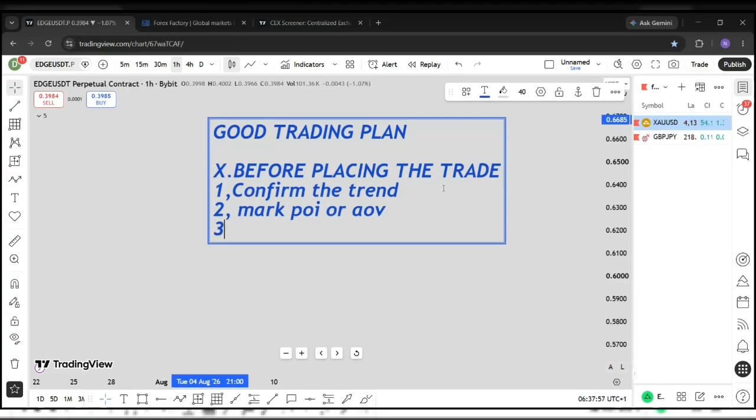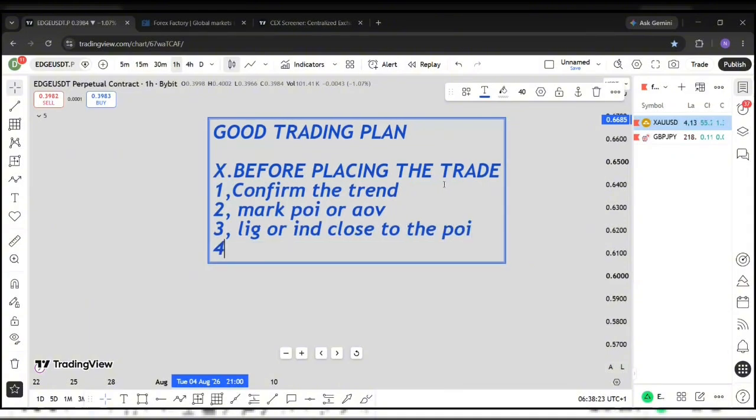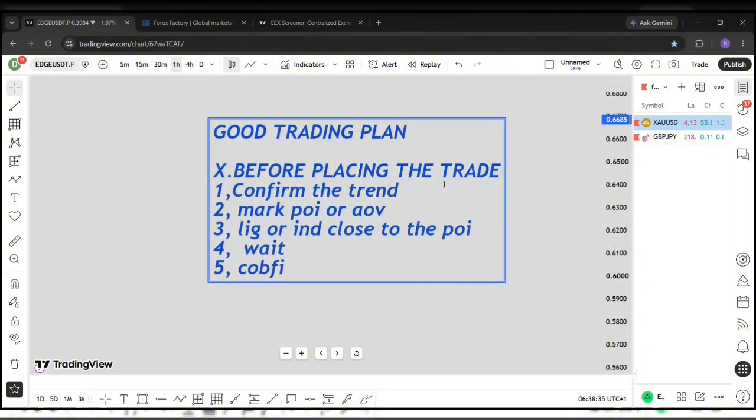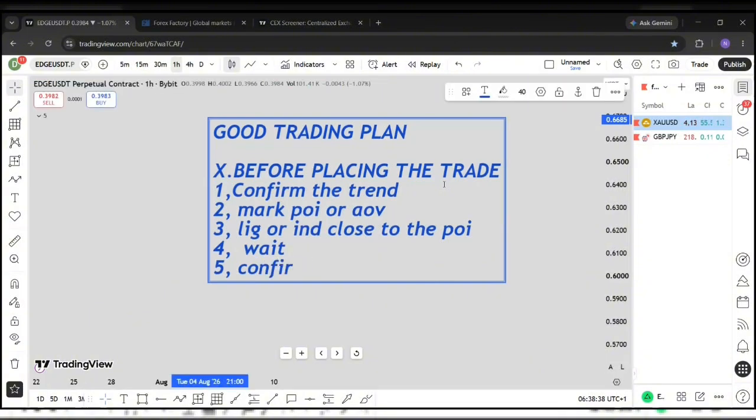Then we look for liquidity or inducement close to the POI. Number four, wait for the market to come to your zone. Number five, confirm. Wait for the confirmation pattern.